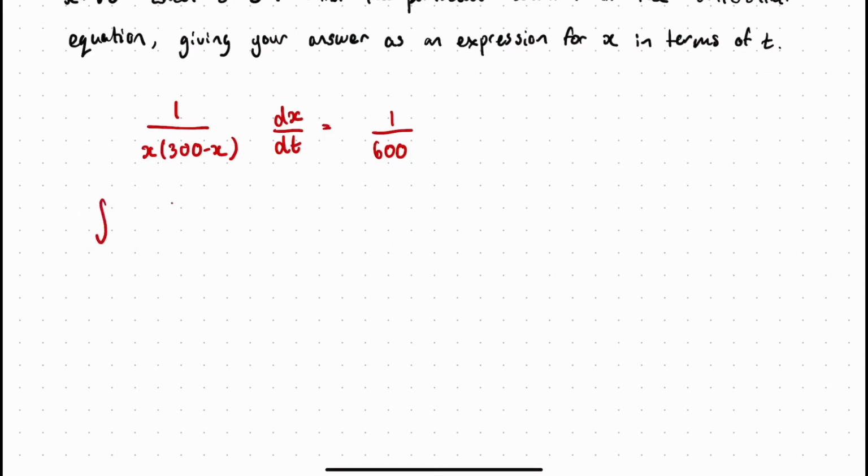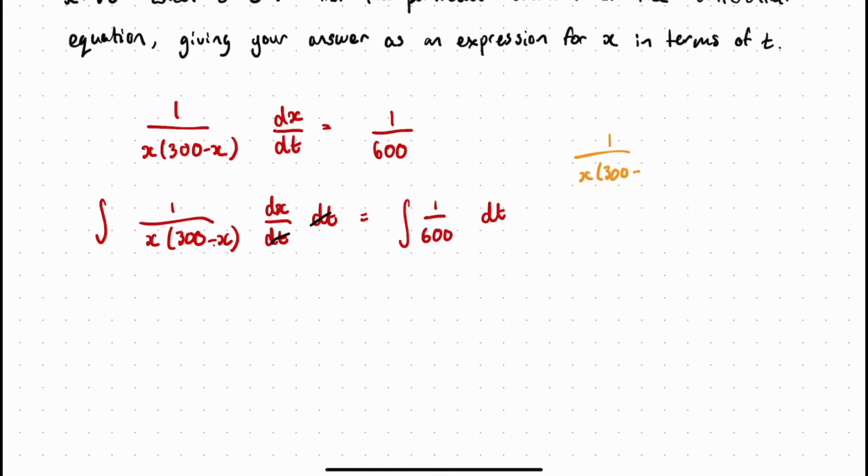writing for this. So we're going to integrate 1 over x(300 minus x) dx over dt with respect to t, and we're going to integrate 1 over 600 with respect to t. Cancel, cancel, cancel, integrating with respect to x. This is going to be hard. We can't just straight away integrate 1 over x(300 minus x) with respect to x. We need to split it first into partial fractions. Right hand side, integrating 1 over 600 with respect to t is easy because you just chuck a t on there. So let's quickly just do 1 over x(300 minus x) into partial fractions.